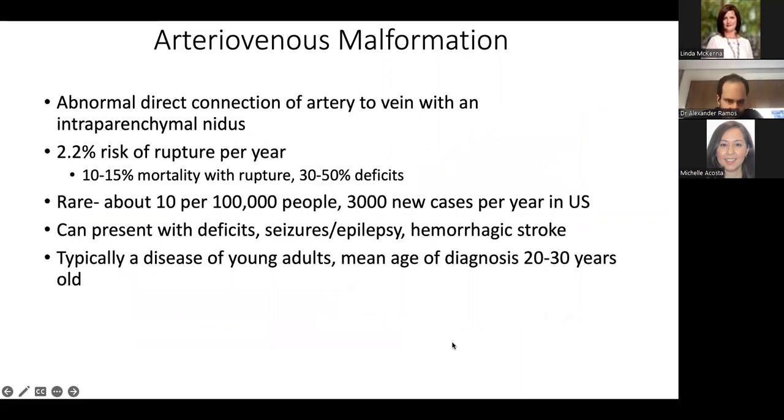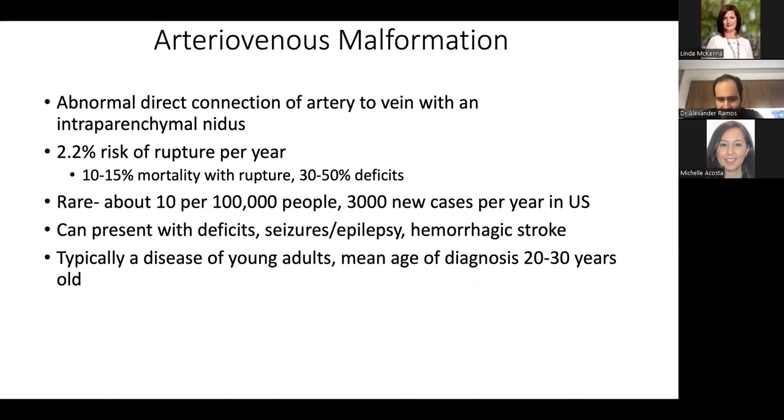So AVMs in general are, as I just said, an abnormal direct connection of an artery to a vein with an intraparenchymal nidus, which I'll show you pictures of in a minute. They carry about a 2.2% risk of rupture per year, with a 10 to 15% mortality rate with rupture, and then a 30 to 50% chance of having a major deficit with rupture. These things are rare. It's about 10 per 100,000 people, 3,000 new cases per year in the United States. It's on the same order of magnitude as a GBM. GBM is a little bit more common than AVM, but they're on the same general plane. So they can present with deficits, seizures, epilepsy, or hemorrhage, and it's typically a disease of young people.